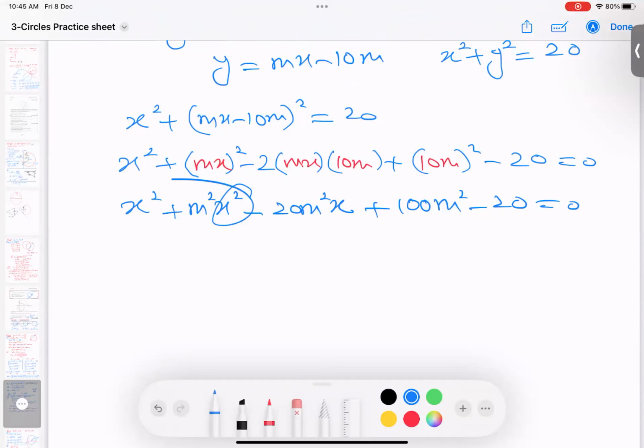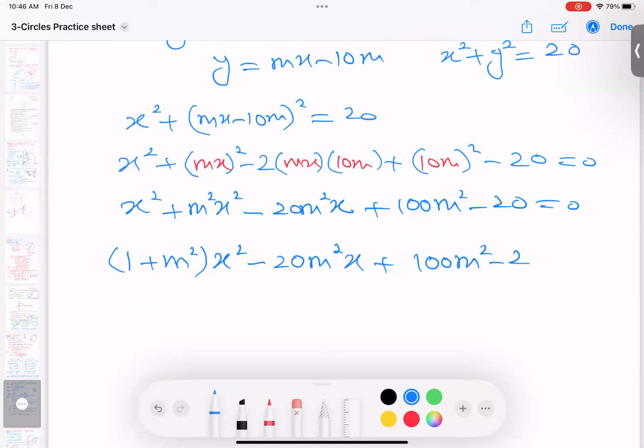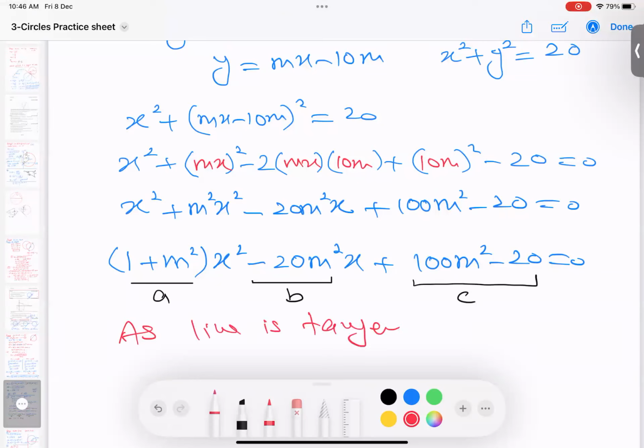Now, students, how many x squares? 2 x squares. I will take x squared common, 1 plus m squared left from here, and x squared outside. There's a single m. So I'm writing in order 20m to power 2x. And this is the whole thing without x. So for your knowledge, if I ask you, what is the value of a? This is the value of a. This, including the negative sign, is the value of b. This full is the value of c. I think it's clear. Now, according to the story, as tangent, I'm writing the word: the line is tangent to the circle.